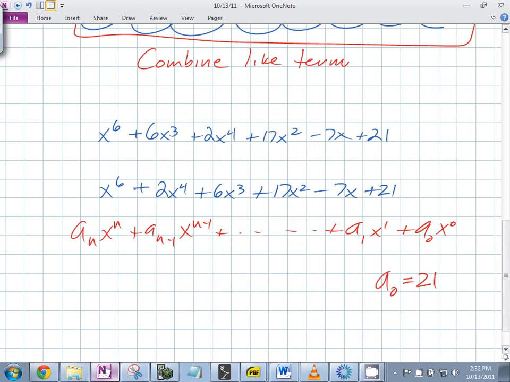What's a sub n? 1. A sub n is the coefficient of x to the 6th. What's the coefficient of x to the 6th? 1. Here's a hard question. What's a sub n minus 1? 0. Why is it 0?